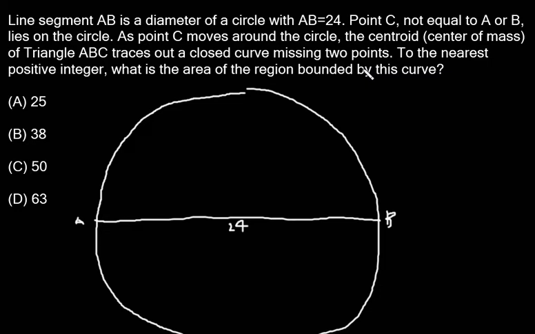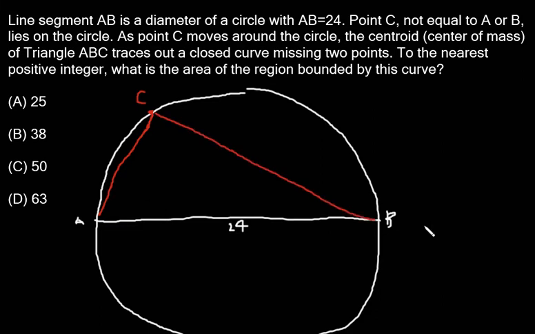So they're telling us that point C is going to move around the circle. Let's draw our first example, point C, in the color red. Draw C right here. Point C is not equal to A or B and lies on the circle, and when you have A, C, B, that'll be a triangle.